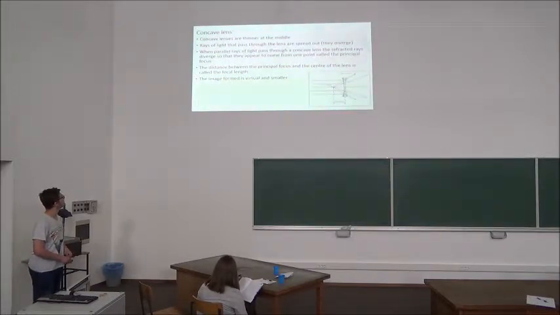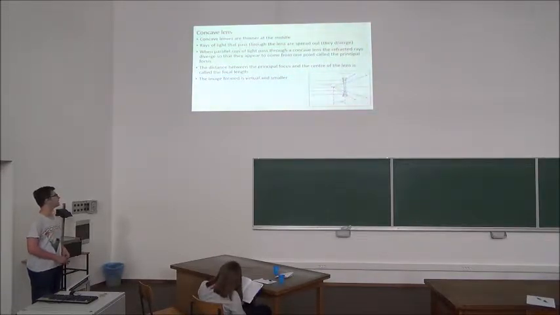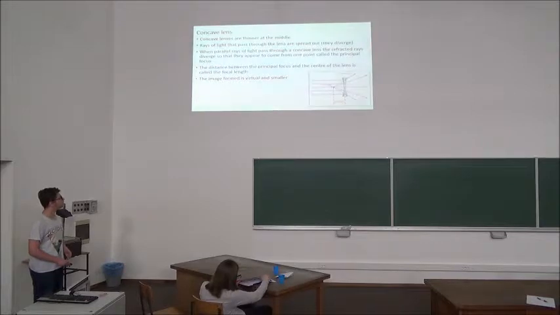Concave lenses are thinner at the middle, and they are diverging when the parallel rays of light pass through a concave lens. The refractive rays diverge, so they appear to come from one point called the principal focus, and the distance between the principal focus and the center of the lens is called the focal length. The image formed is both virtual and smaller than the real object.